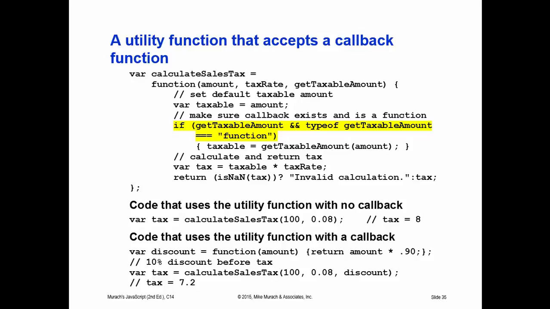What they show here on pages 452 and 453, and on the screen right now, is a utility function that accepts a callback function. Remember, when you use callback functions, you can write utility functions that are general purpose, which is the idea here. Callbacks provide flexibility to handle complex or simple requirements within the same function. So here's one with no callback, and here's one with a callback.